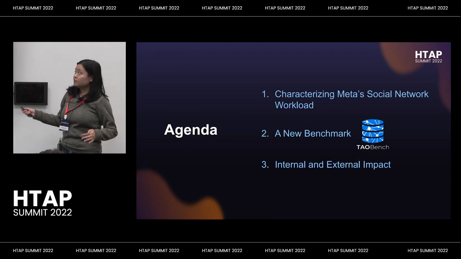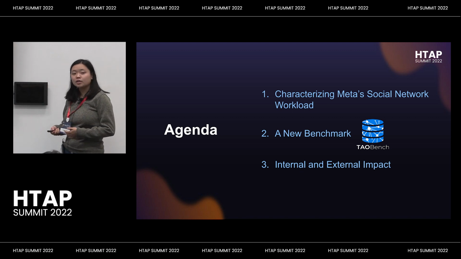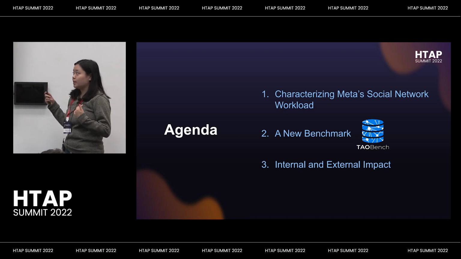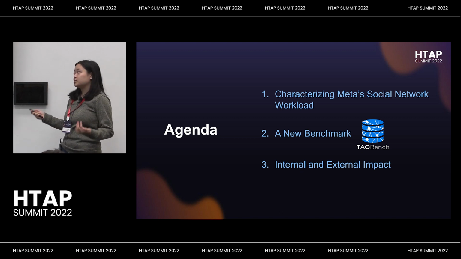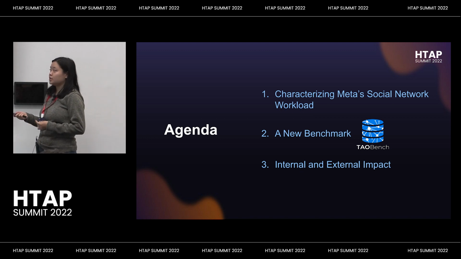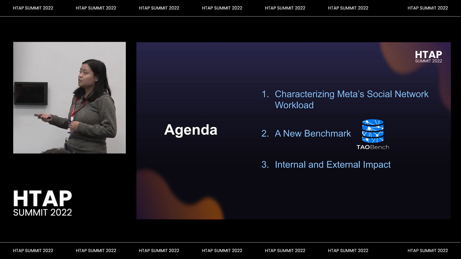So the agenda of the talk: first, I'll describe Meta's social network workload and why it's interesting. We'll go through some of the notable features we've seen. And then I'll talk about the benchmark and what we're actually open sourcing, including a scalable distributed framework for running requests as well as workload configurations. And finally, I'll touch on both the internal and external impact the benchmark has already had and its performance on different systems outside of Meta.